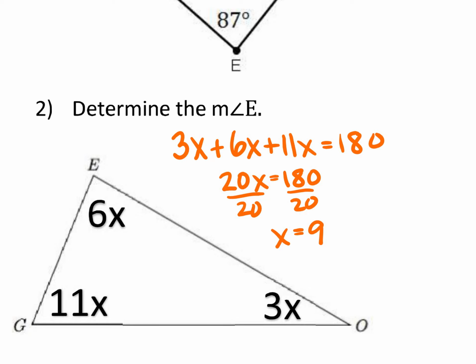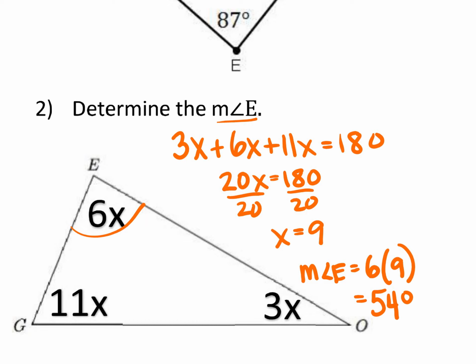All right, and then here's where you've got to be careful, because it says determine the measure of angle E. So I need this one, which is 6x. So the measure of angle E is 6 times 9, which is 54 degrees. Okay, so don't miss your directions and don't stop too early.